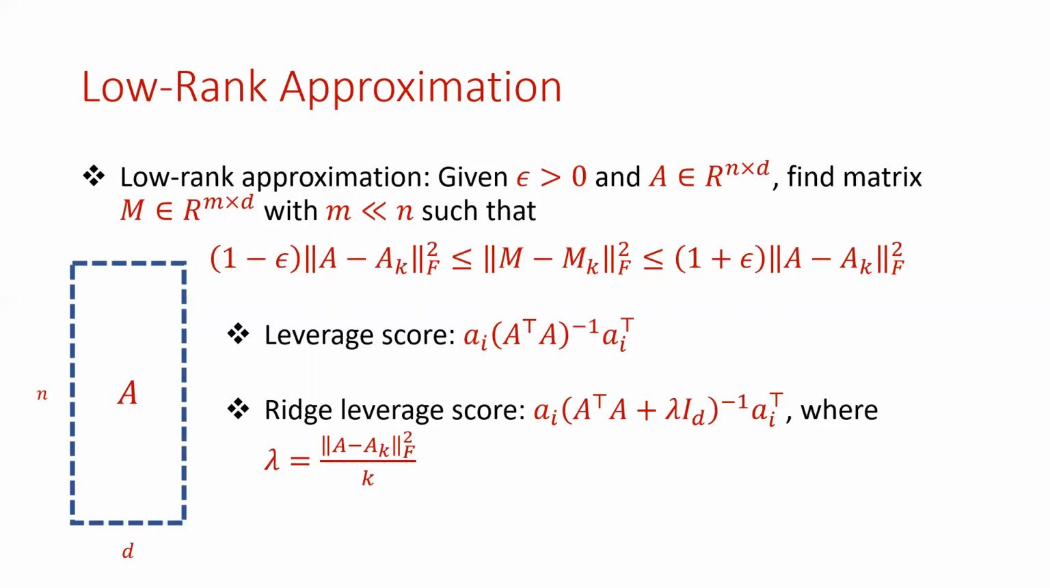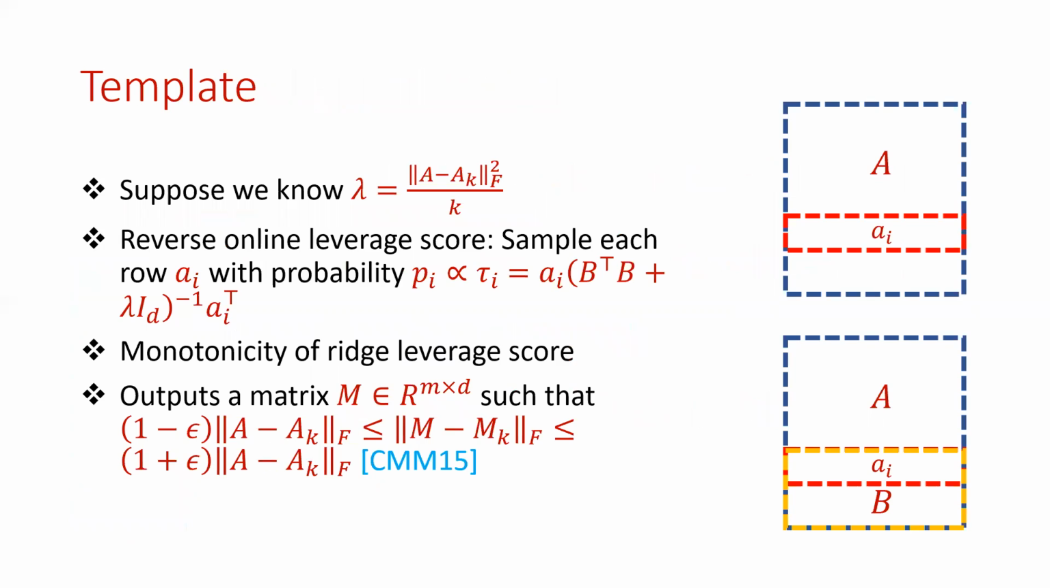Whereas previously we used the leverage score to measure how important a row is, in offline approaches, the ridge leverage scores have been used to quantify how important a row is for a low-rank approximation. And this is just the leverage score along with some regularization parameter. So we use the same algorithmic template. And let's first suppose that we know lambda. This is an assumption that we will waive in the future.